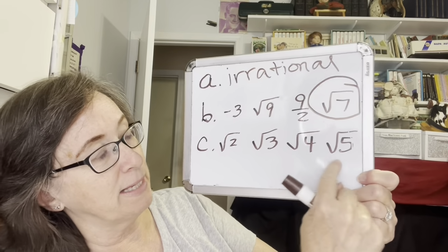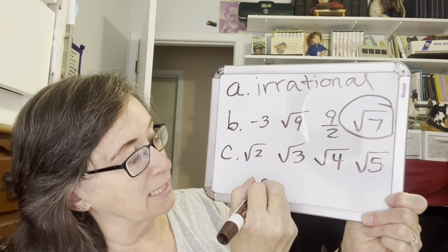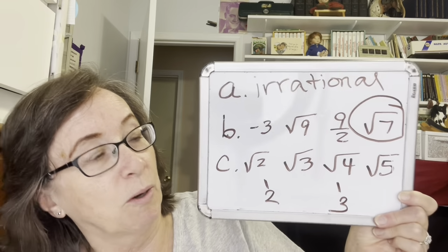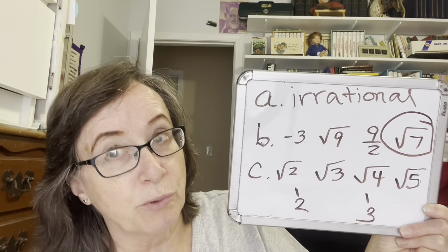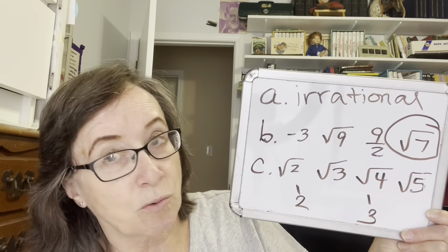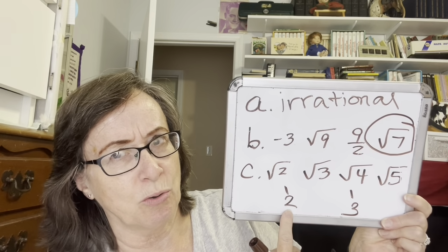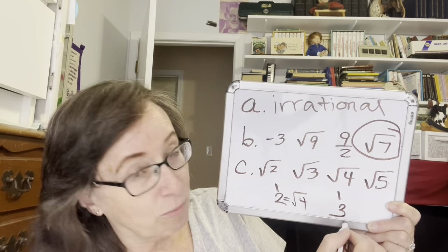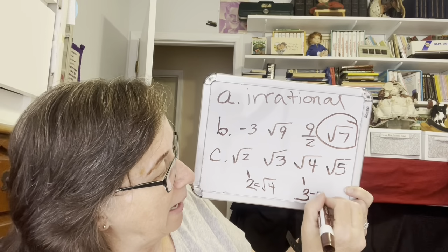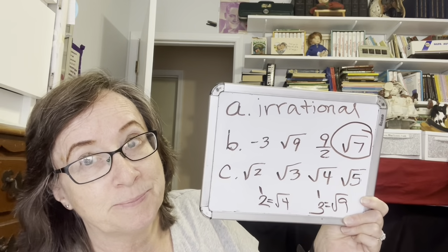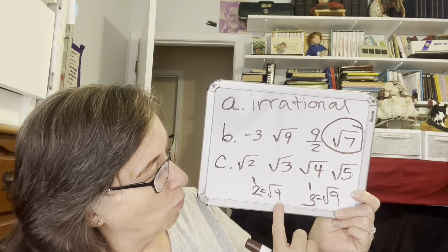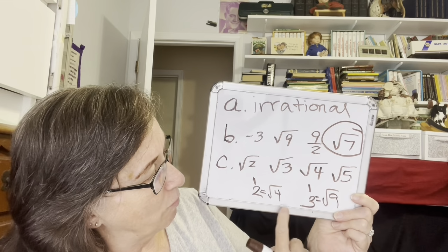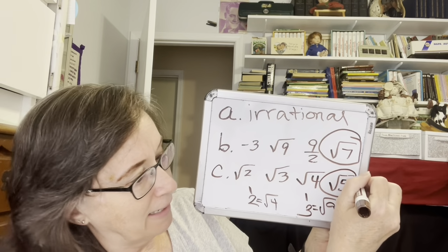And C says, which of these numbers is between 2 and 3 on the number line? Okay, so we have all of these numbers here. We're looking for a number that's between 2 and 3 on the number line. Well, when we're looking at square root of 2, remember what is 2? 2 is the same as square root of 4. 3 is the same as square root of 9. Square root of 9 is 3. So wouldn't any square root in between these two be the right one? And the answer is square root of 5.